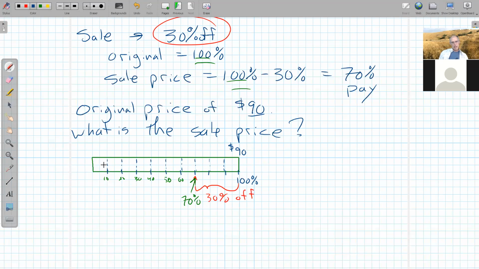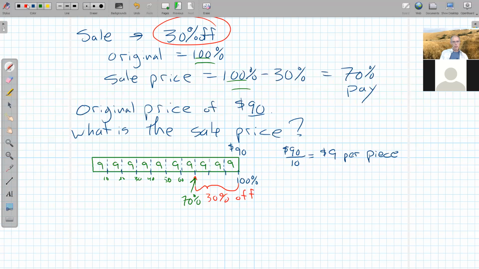Now, I have broken this up into 10% chunks. There's 10 of them. So $90 can also be split up into chunks. For example, $90 split into 10 pieces means each piece is $9. And sometimes it's nice to draw that in there. So this is $9, and that's $9, and that's 9, and that's 9, and that's 9, and so on.